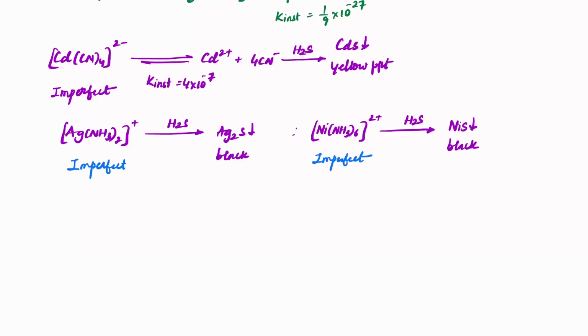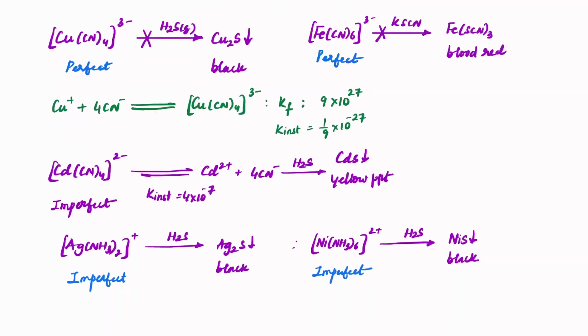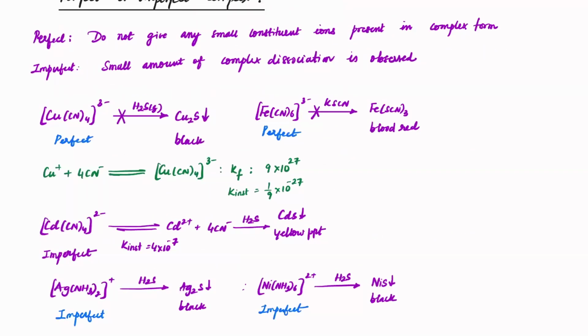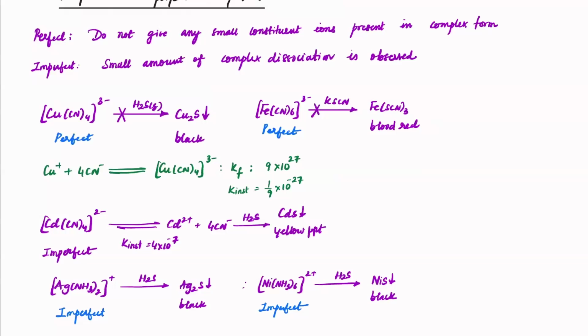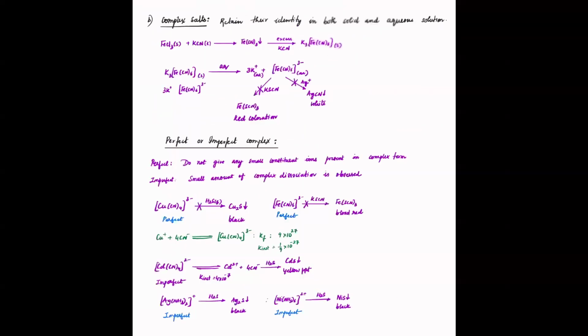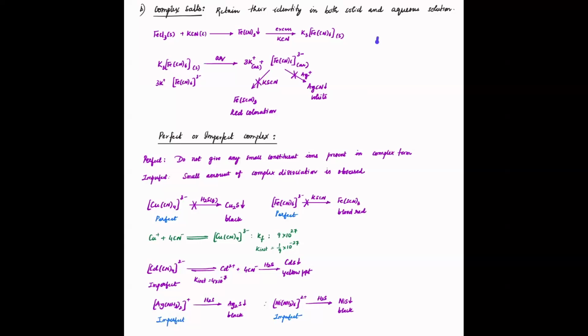Got it? So I hope all of you understood the difference. What is perfect and imperfect? Please check it out quickly. If you want to check the definition of complex also, just go ahead from the top, from here to here. Make sure you're completing your writing also.